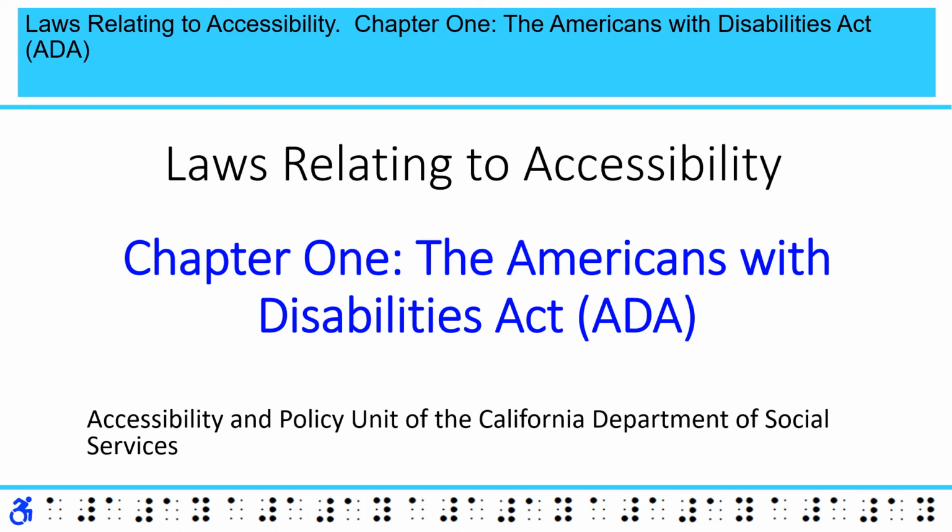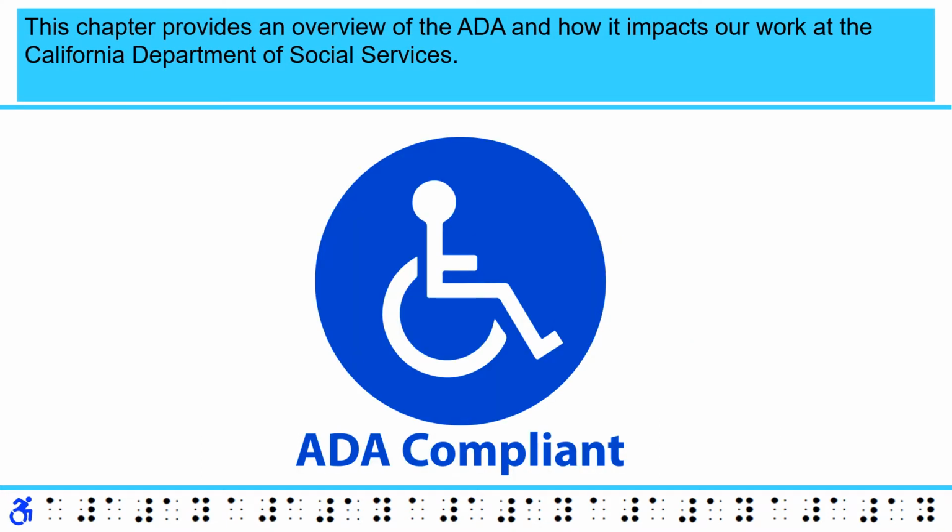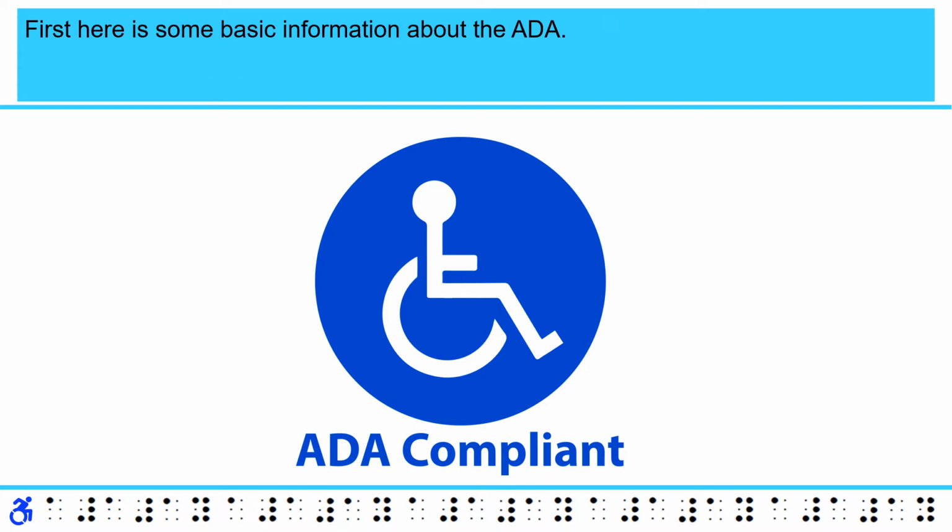Laws relating to accessibility. Chapter 1, the Americans with Disabilities Act, usually referred to as the ADA. This training video is produced by the Accessibility and Policy Unit of the California Department of Social Services. This chapter provides an overview of the ADA and how it impacts our work at the California Department of Social Services. First, here is some basic information about the ADA.